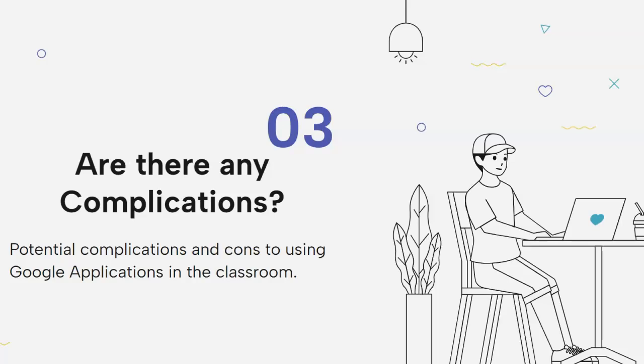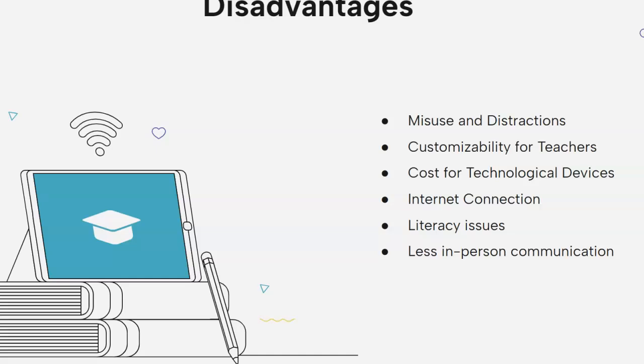Now with benefits, everything also has its complications. So, misuse and distractions. Obviously, with kids and students, they're going to want to play games, which isn't the biggest issue, but it is a huge distraction. But with technology in the classroom, students are also able to cheat more. They can look up the answers on Google, they can send emails to their friends in the class, which should be something that teachers have to monitor.